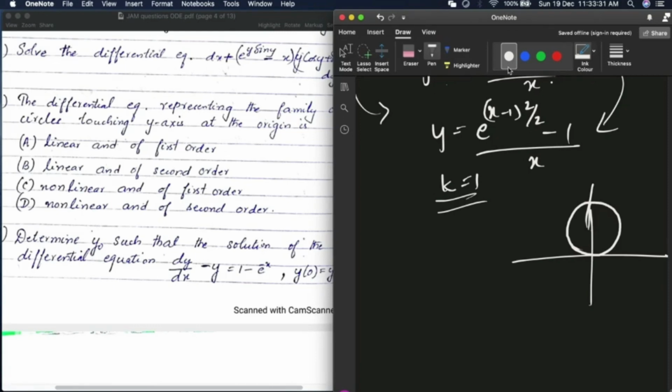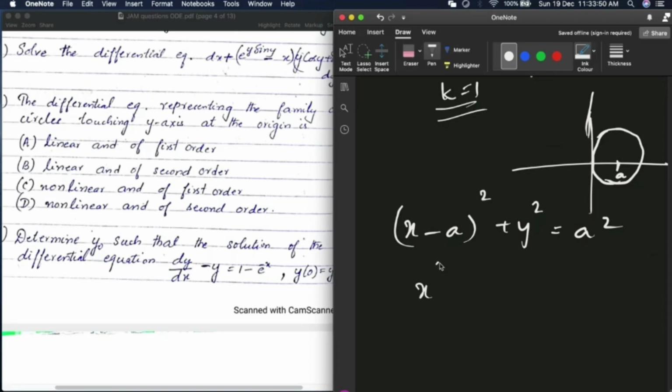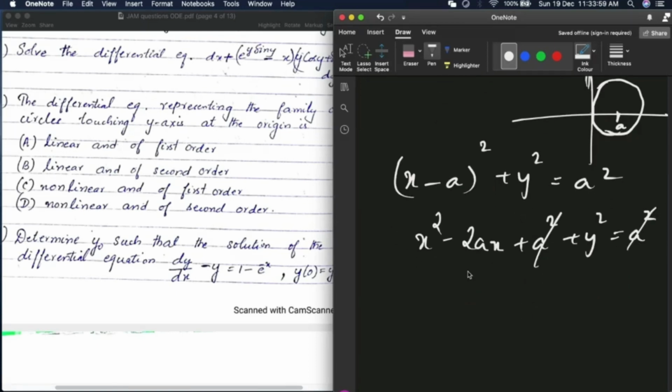No, this is touching the x-axis. It's the other way. Something like this. Some a. The equation of this is x minus a the whole square plus y square is equal to a square. This is the family of circles. x square minus 2ax plus a square plus y square is equal to a square. So x square plus y square minus 2ax is equal to 0.